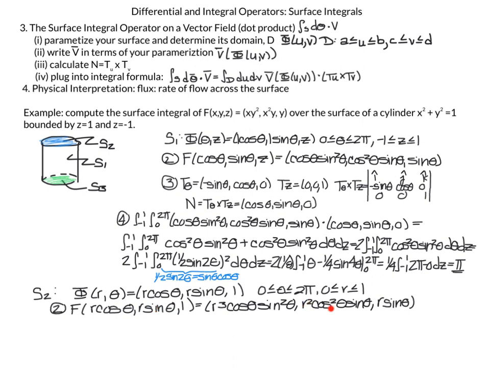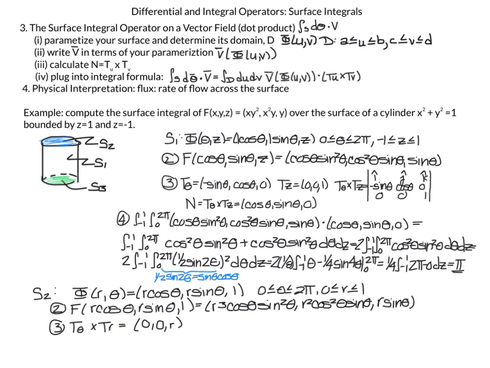And I get r squared cosine squared theta sine theta. And finally, I put in y for my last coordinate. So that's r sine theta. Next, I calculate t theta cross tr. I calculate my normal. So I take the partial derivative of this with respect to r. I take it with respect to theta.